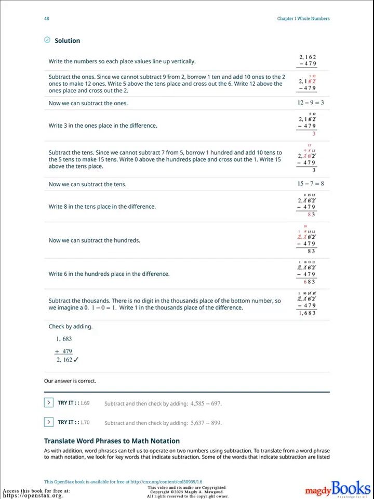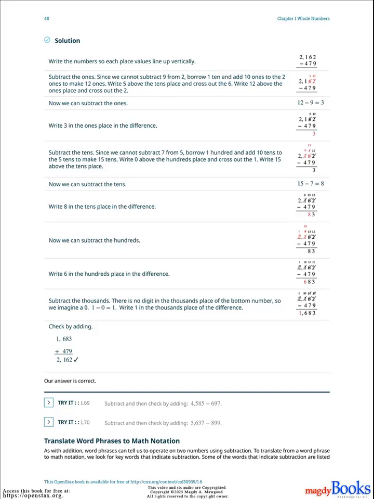2.2. Subtract the tens. Since we cannot subtract 7 from 5, borrow 1 hundred and add 10 tens to the 5 tens to make 15 tens. Write 0 above the hundreds place and cross out the 1. Write 15 above the tens place. Now we can subtract the tens. 15 minus 7 equals 8. Write 8 in the tens place in the difference.